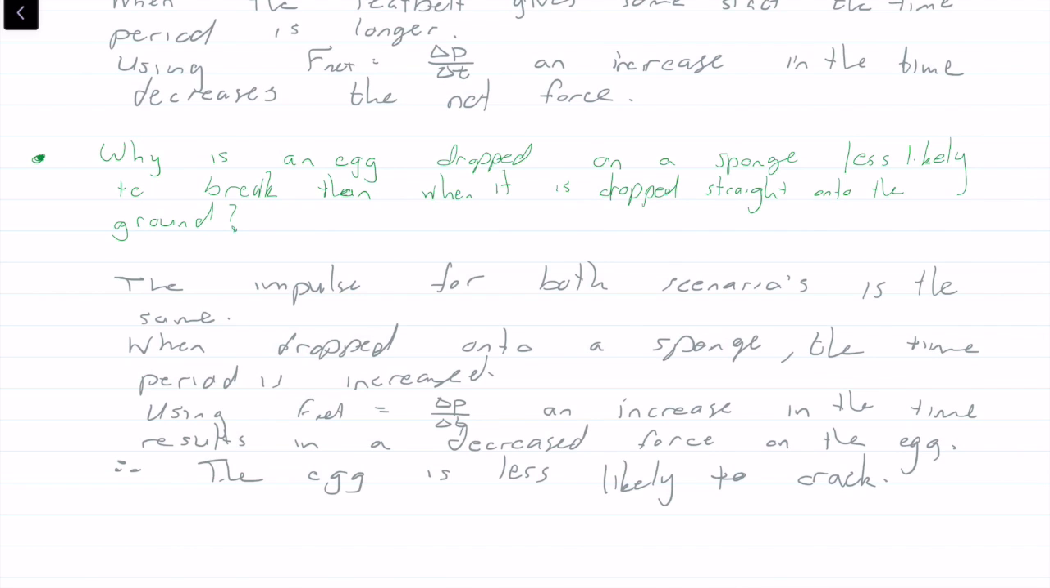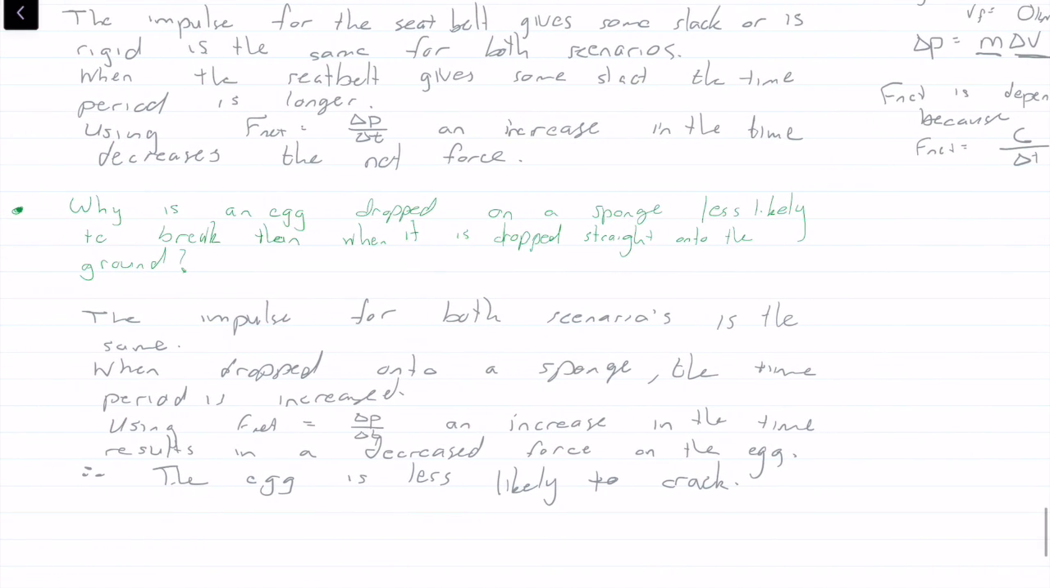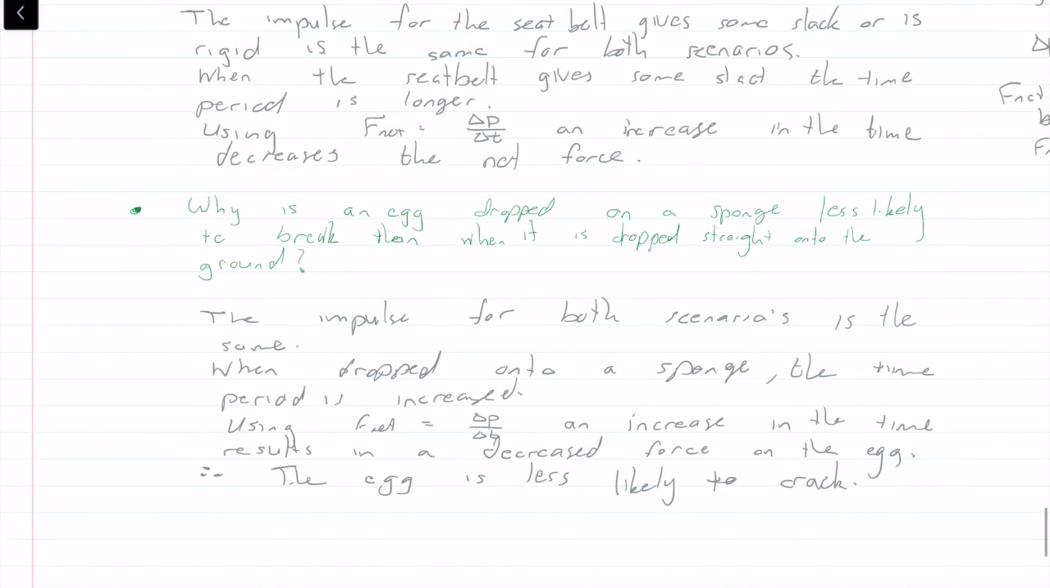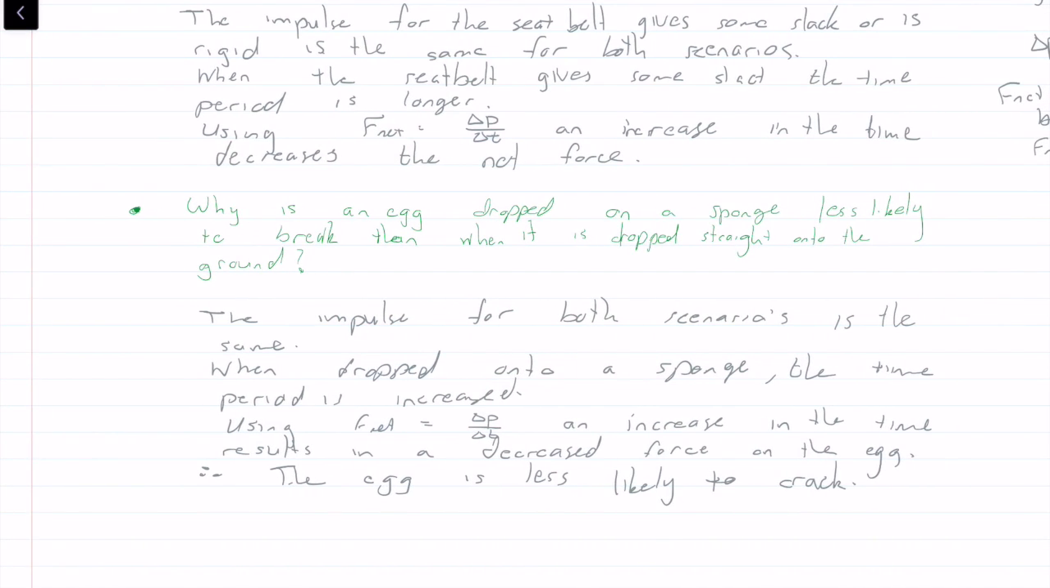Okay, so like I said before, they follow a very similar kind of framework. You just need to explain that the impulse for both situations is the same, but under certain circumstances the time period is increased. Then using our F net equals delta P over delta T, or F net equals impulse over change in time, by increasing the change in time we are decreasing the force, and that has an effect on certain situations.